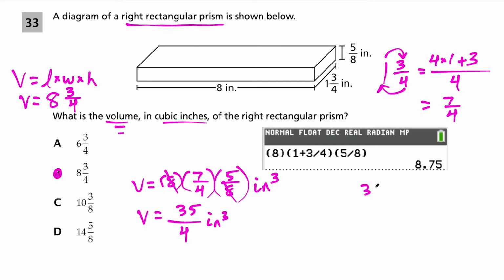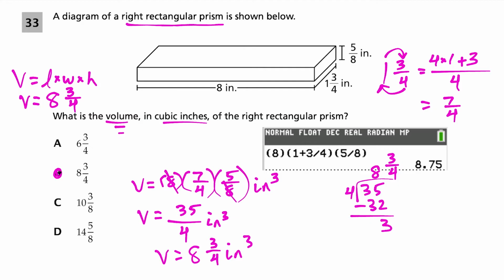And now from here, if we just do this on the side, 35 divided by 4, 4 goes into 35 8 times. 8 times 4 is 32. We would have a remainder of 3, but we divided by 4, so we would have 8 3/4. The volume is 8 3/4 cubic inches. Choice B is definitely our answer.